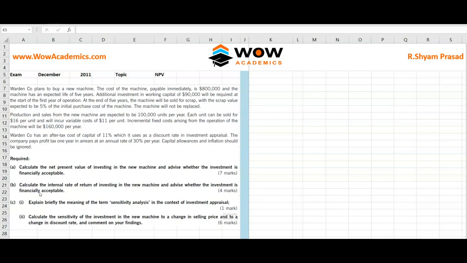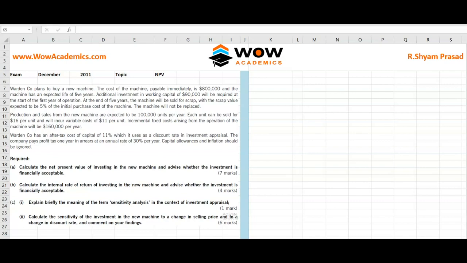Then it asks you to calculate the IRR of investing in the machine and advise whether the investment is financially acceptable. The question moves on to explain the meaning of sensitivity analysis, so this is a theory question. Then calculate the sensitivity of the investment in the new machine to a change in selling price and to a change in discount rate, and comment on your findings. So A, B and C2 are the problem ones, and that is what we are going to solve now.